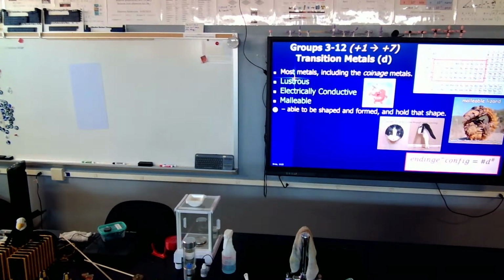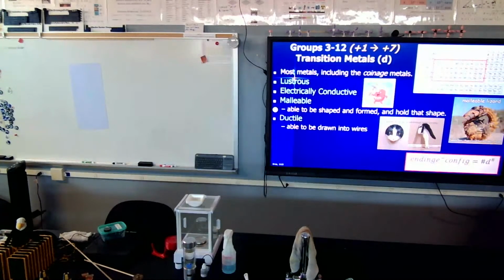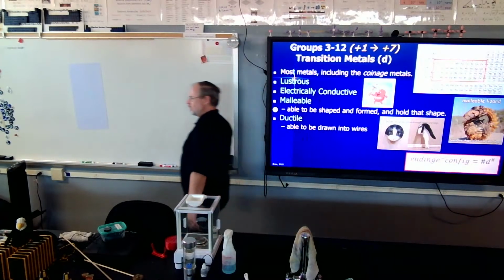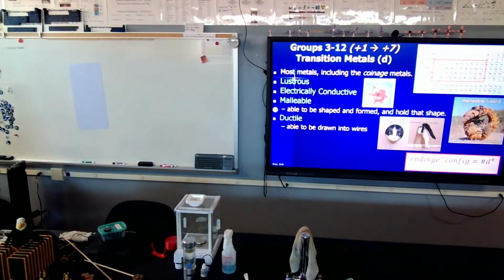This is another fun one. They're ductile. Ductile is a really neat property. It means it can be drawn into thin wires. Thank goodness. You can have copper wires just a few atoms thick. You got gold wires just a few atoms thick.